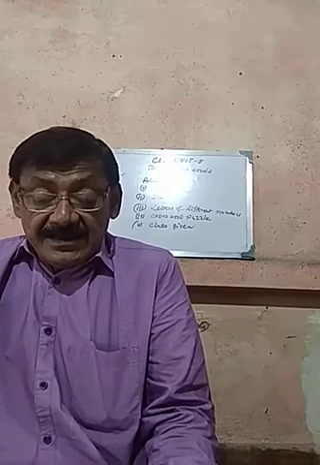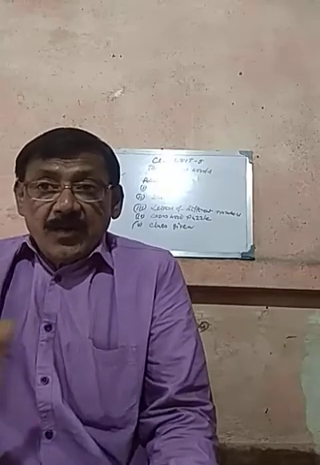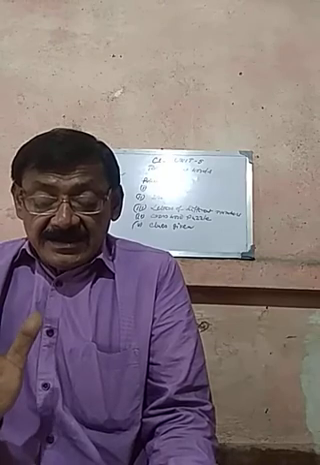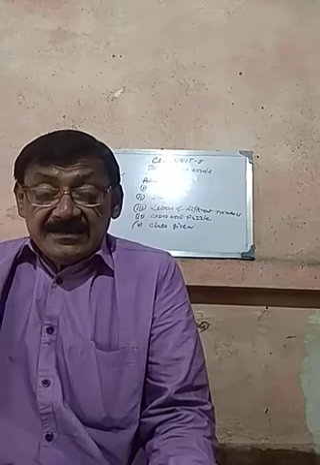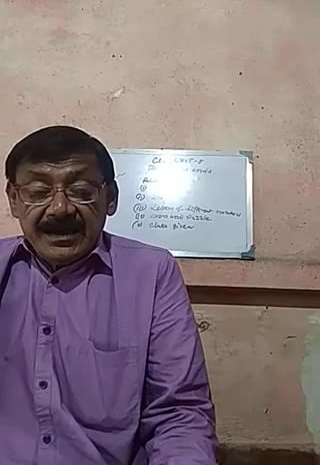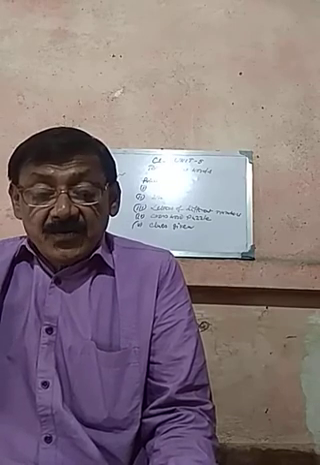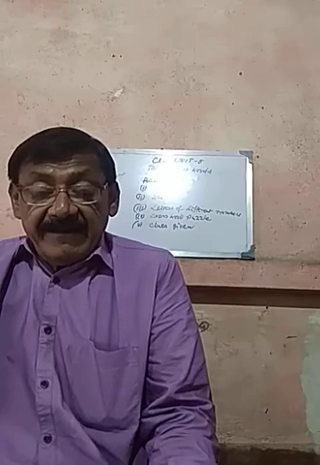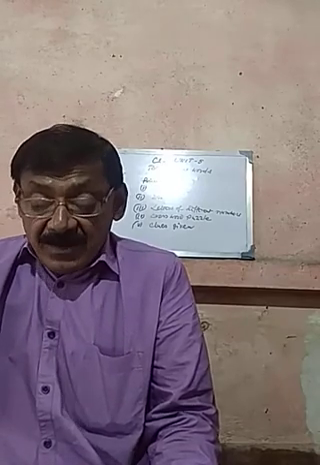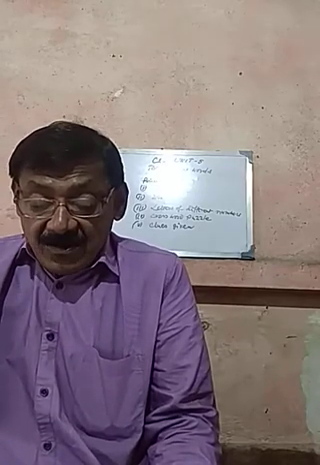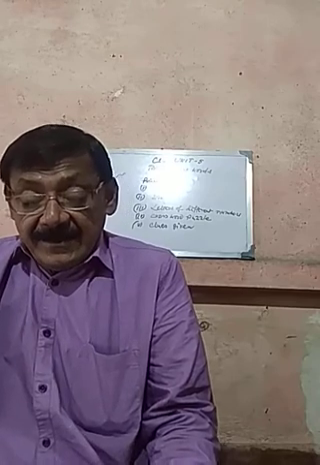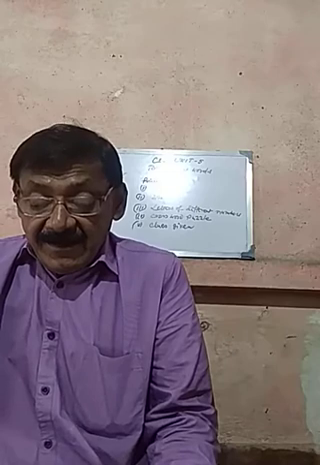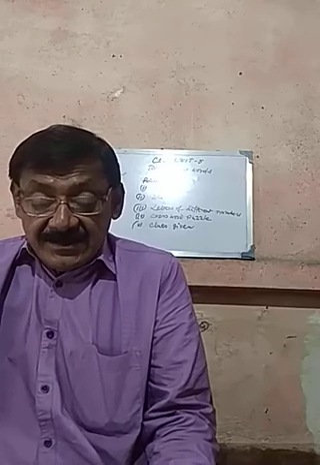But this heat capacity has been divided into two parts. In the first part, there are 4 letters. In the second part, there are 8 letters. First part, heat. Heat consists of 4 letters: 1, 2, 3, 4. And capacity consists of 8 letters. So, including heat and capacity, there are 12 letters.